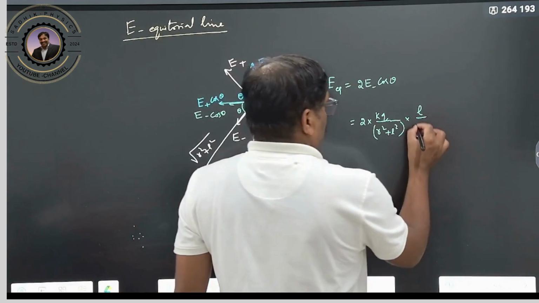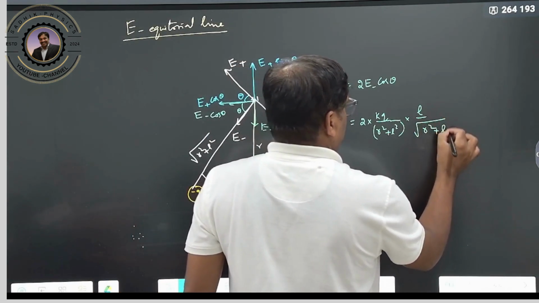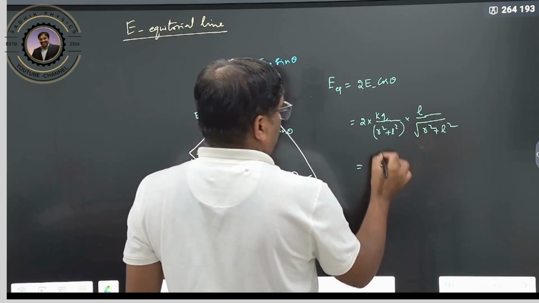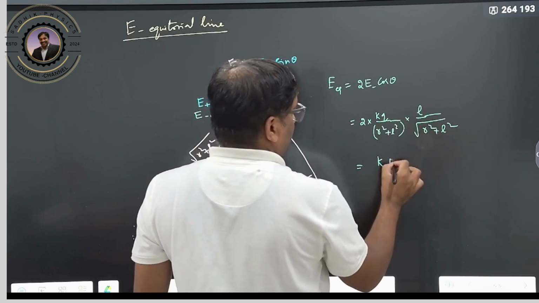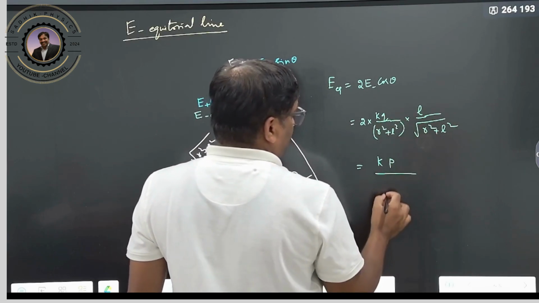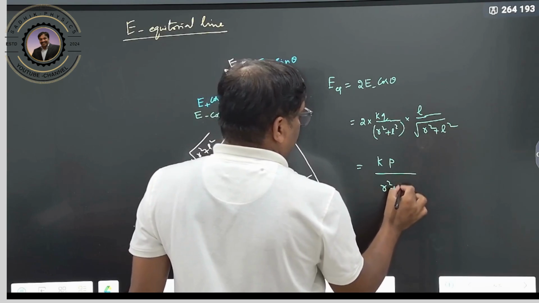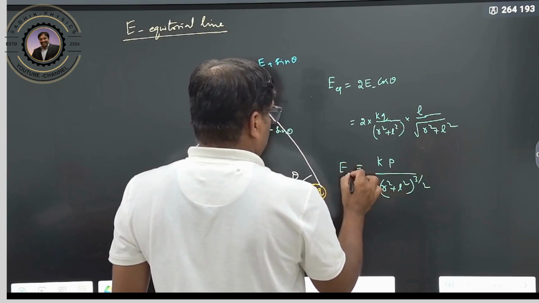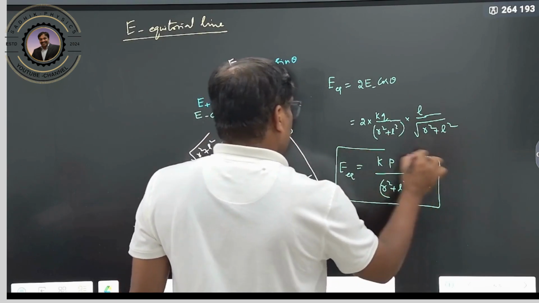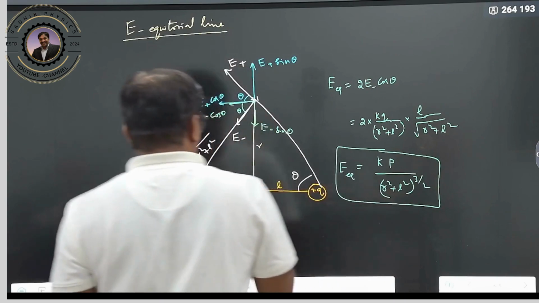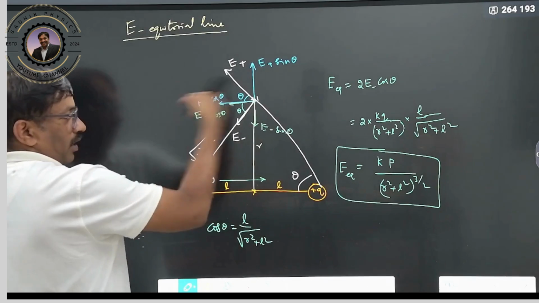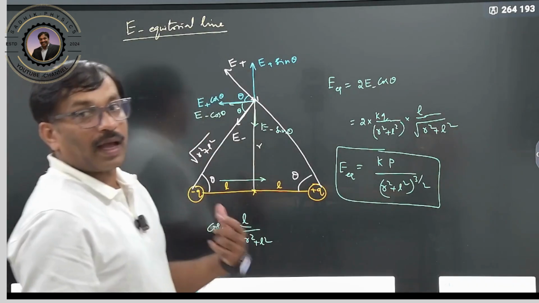L by root of R square plus L square. Therefore, what can you write now? Here K into 2QL, it is nothing but the dipole moment, divided by R square plus L square to the power of 3 by 2. This is along the equatorial line. So what is the direction here now? Dipole moment is toward this side, but the electric field is toward this side. That means it is anti-parallel to this.